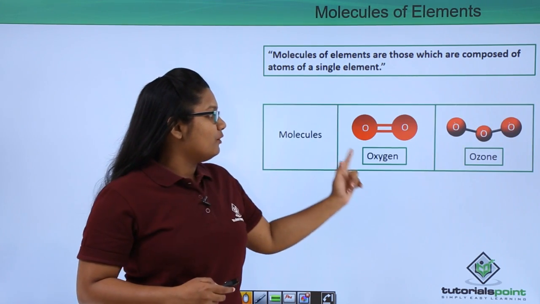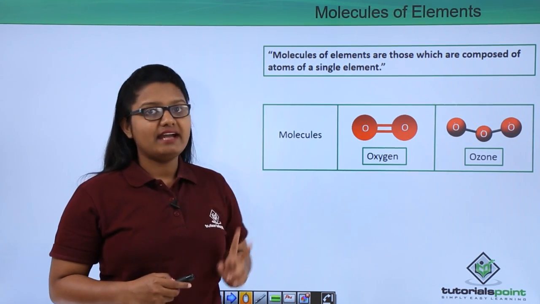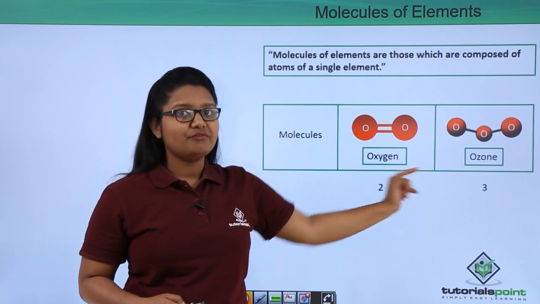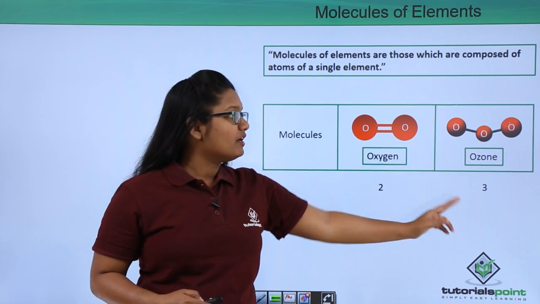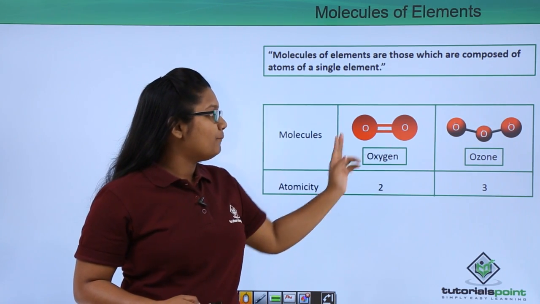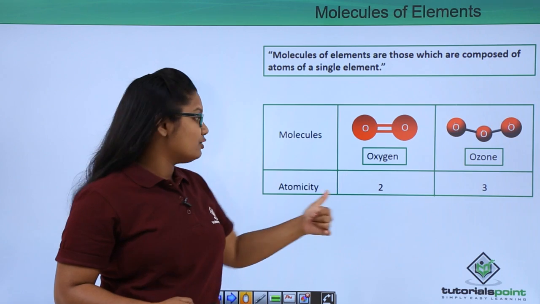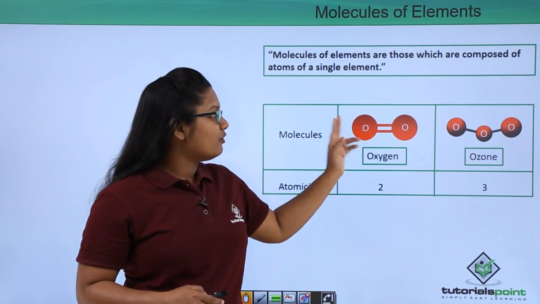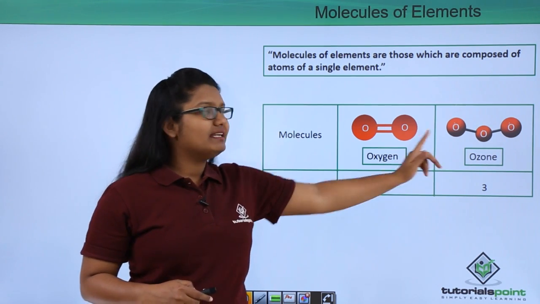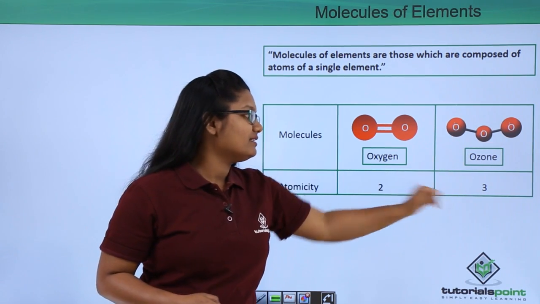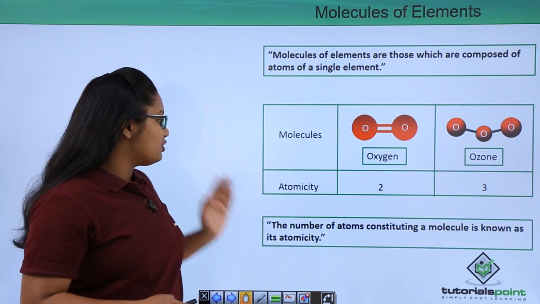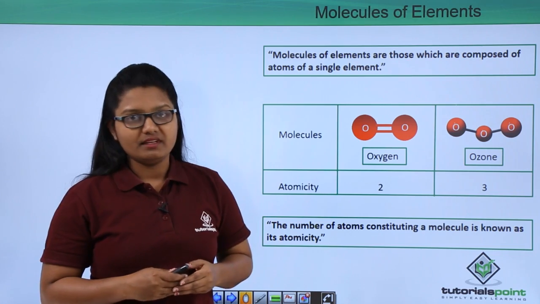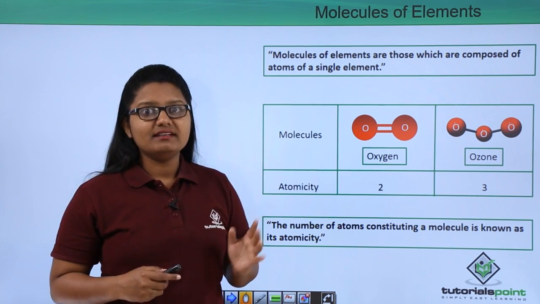Now the molecule of oxygen has two atoms of oxygen, and the molecule of ozone has three atoms of oxygen. Now this number of atoms which compose the molecules is said to be the atomicity of that particular molecule. So the atomicity of the oxygen molecule is 2 and the atomicity of the ozone molecule is 3. So we define atomicity as the number of atoms constituting a particular molecule. Now let us look at this atomicity in some detail.